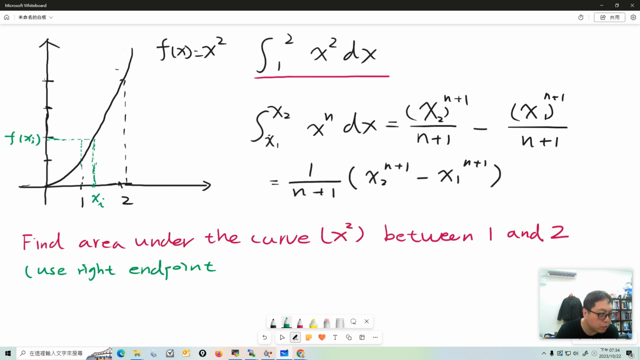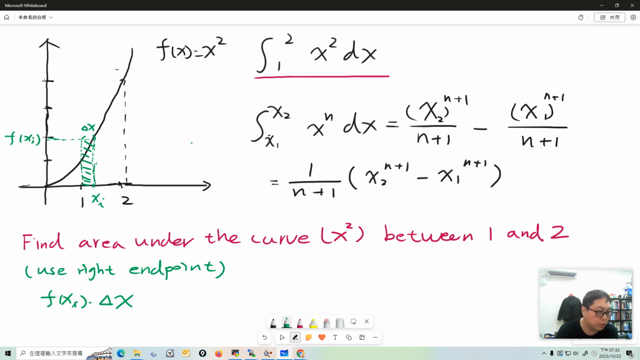If I select a point on the right here, xi, this width is called delta x. So the area under the green curve will be f of xi times delta x. We will later show what delta x is.